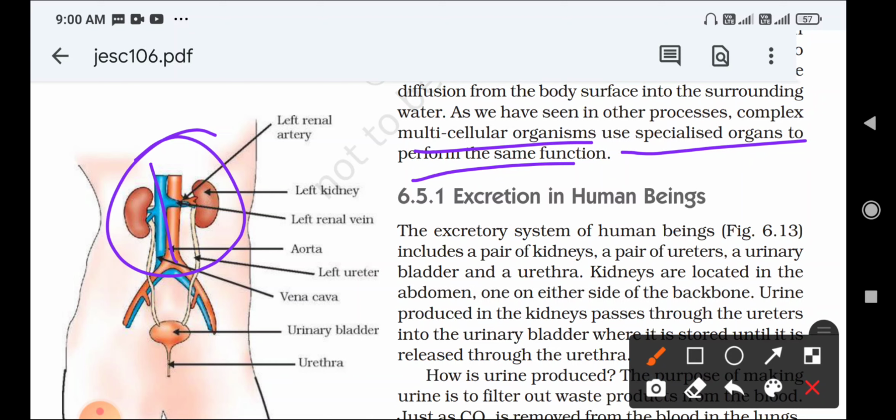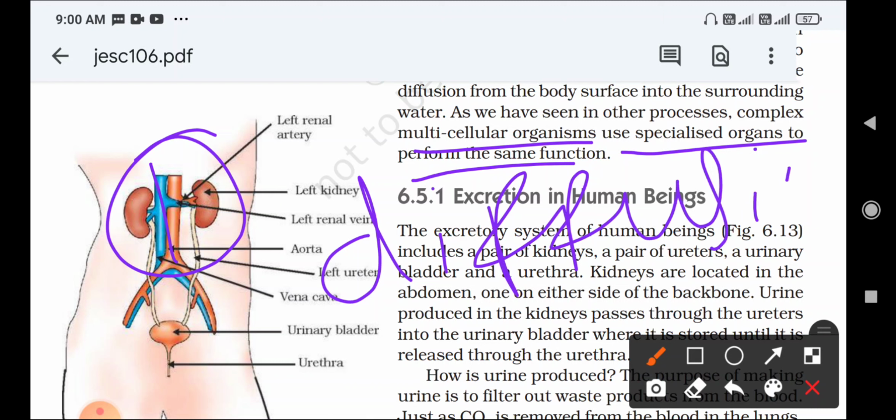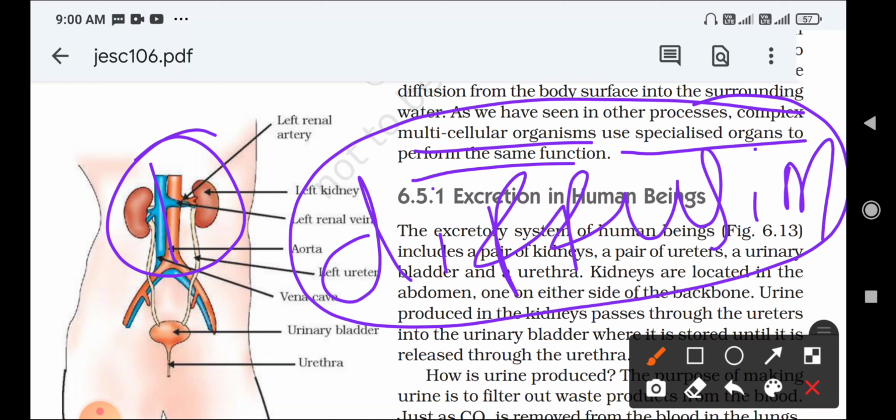So in multicellular organisms or complex body designs, specialized organs are used, but in simple designs or simple organisms, they use only the method called diffusion. As the organism becomes more complicated, it uses specialized organs for excretion, but unicellular organisms use only the diffusion process.